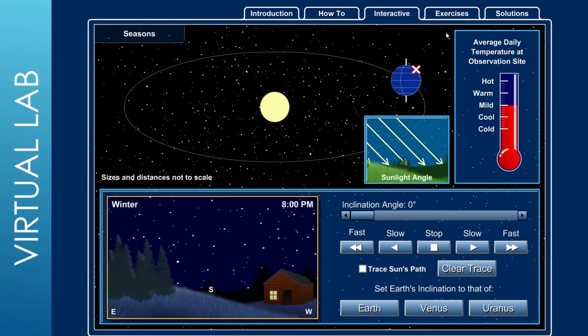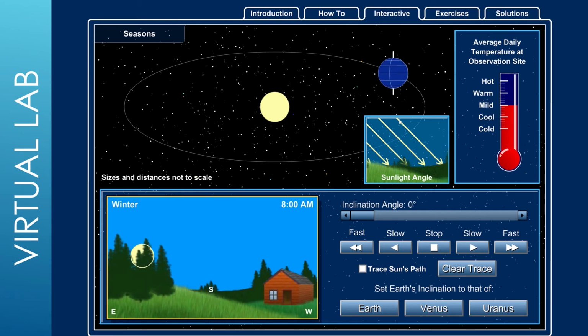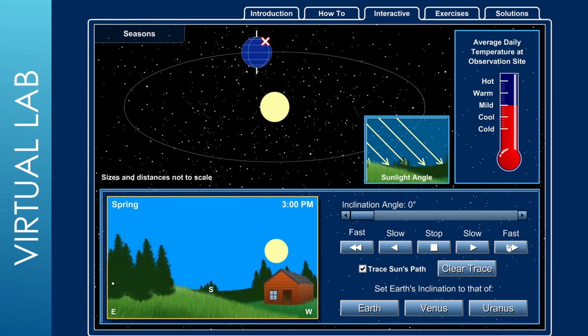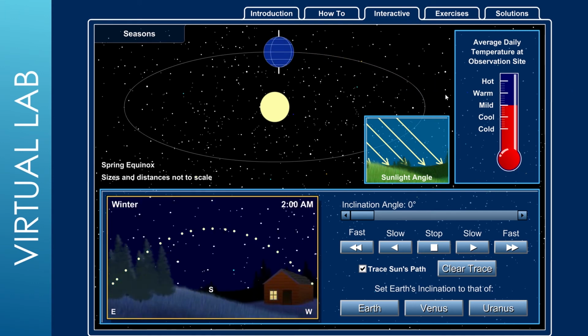If you look here, our axis angle is at 0. And so the sun's always going to be coming right across the sky. What I'm going to do is trace the sun's path here, and I'm going to speed it up just a little bit. And so what you'll see is the sun rises and falls in the same position every day. And the temperature doesn't change either. That's because there's no change whatsoever in our tilt. It's at 0 degrees. So we're going to stop that.